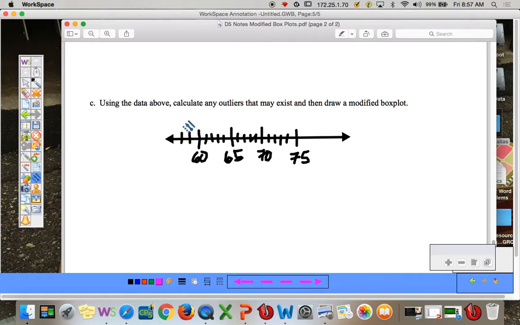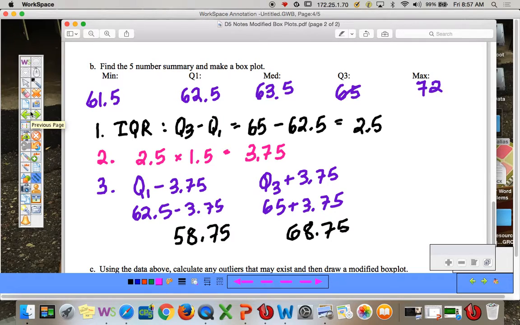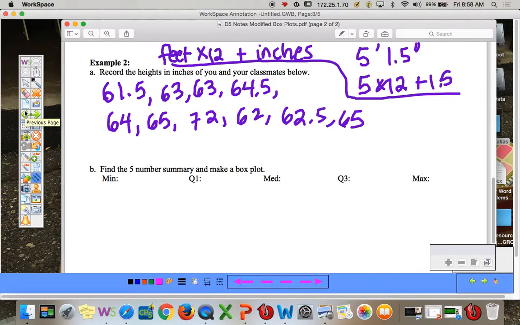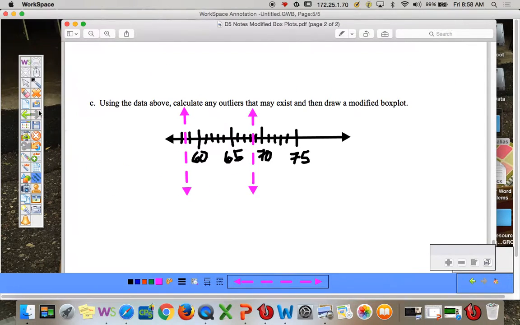Our fences, I'll use a different color, are at 58.75, which is about right here, and at 68.75, so about right here. Is there anything below 58.75? No. Is there anything above 68.75? Yes, the 72. But the next closest number is 65, so that becomes our new maximum. We're going to put a dot at 72.